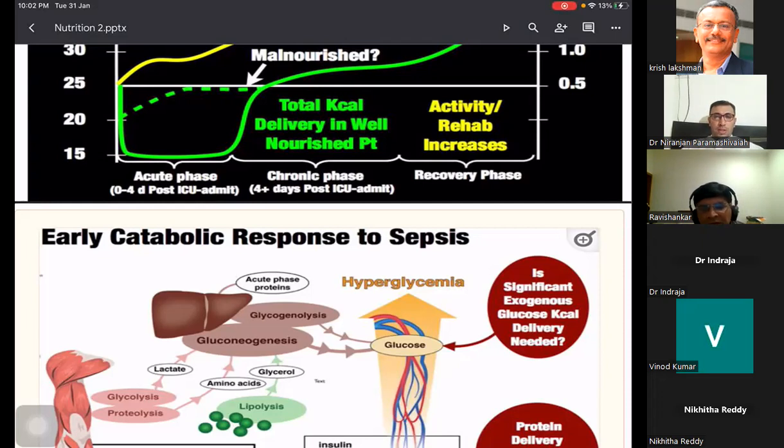Nikita has a question. Vinod, does the regular TPN which you give contain insulin? No, sir. So there will not be any insulin there. You need to monitor sugars, and if they are high, you need to give insulin as per the recommendation. Use it on a sliding scale.